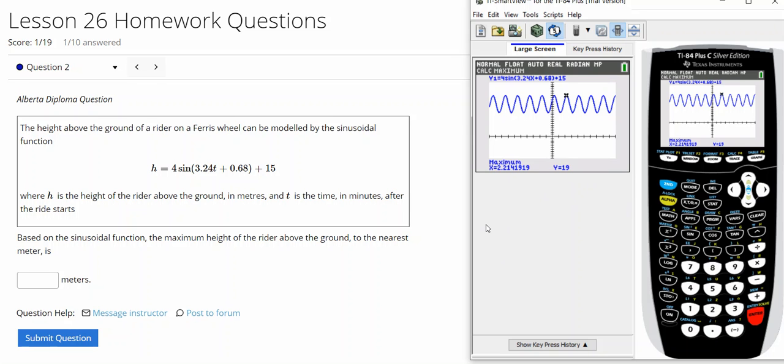Now, I was just saying that we didn't really need that at all, did we, to figure that one out? Because if we look at this, our midline was at 15, that was 15 high. And then I can also see from my graph that the 4, that amplitude, means it's going to be my 15 plus another 4. So the maximum value here has to be 19. So that's what that would be.